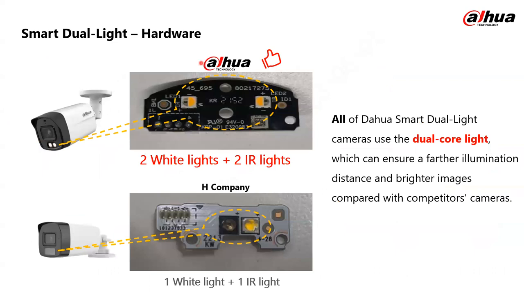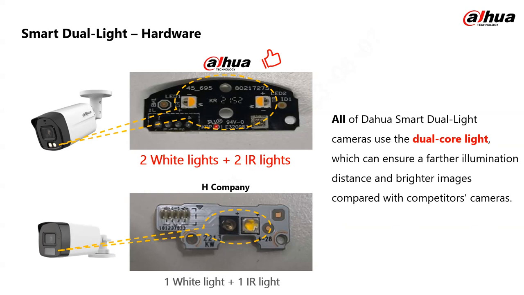So let's take a look at the differences in terms of the hardware between Dahua's product and some other competitor products. In this case, the reason why this produces a better image quality is simply because of the two white lights and the two IR lights. Since this is a smart dual light, the two IR lights are going to be used during the night just to ensure that it can give you better image quality that is visible with clear details.